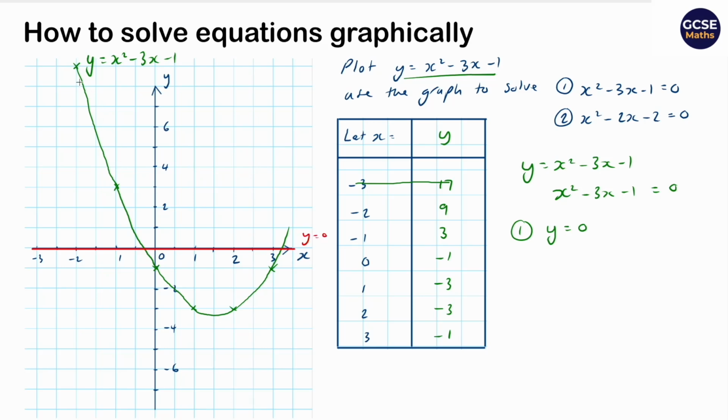And to solve that, we find the coordinates of x where the quadratic and the straight line cross. So we're looking for the coordinates of x here and the coordinates of x here. So in this case, we can say that x equals, it looks like about a third, so minus 0.3 recurring, and x equals 3 1/3. So I'm going to put 3.3 recurring. So that is the solution to the equation x squared minus 3x minus 1 equals 0.